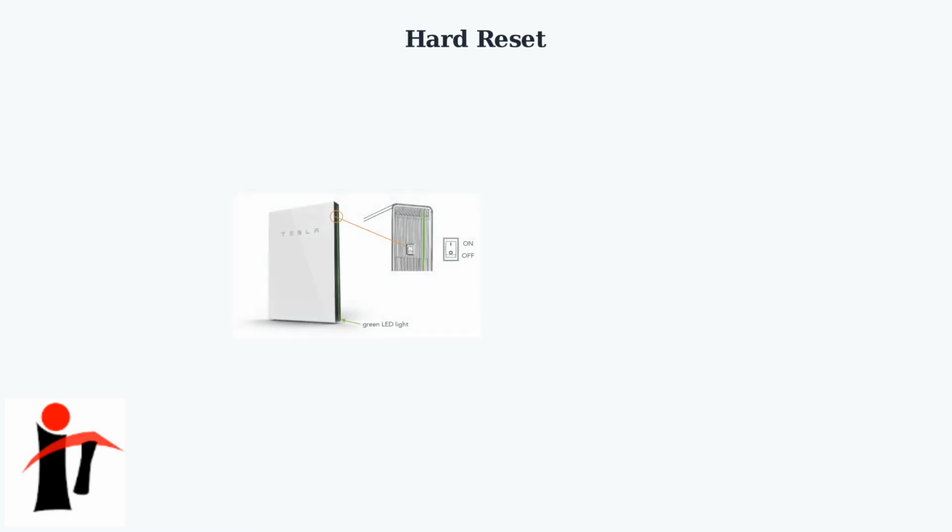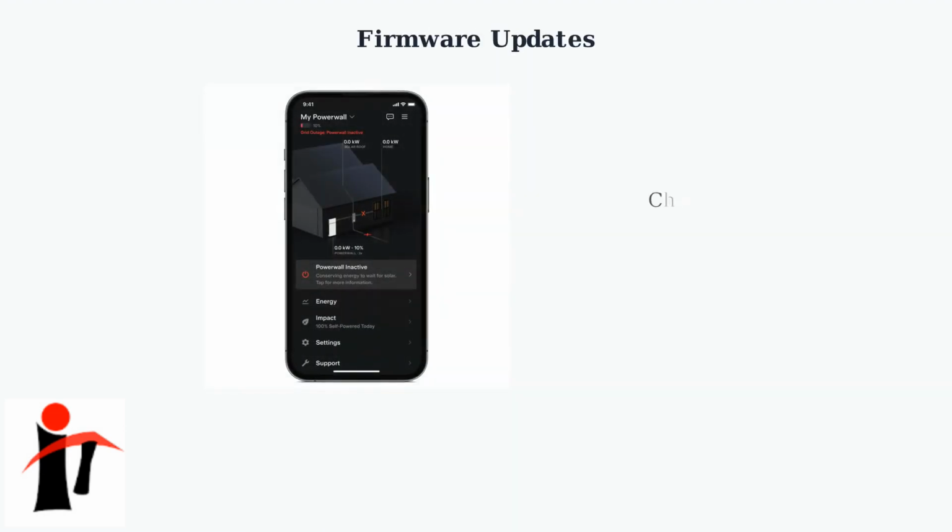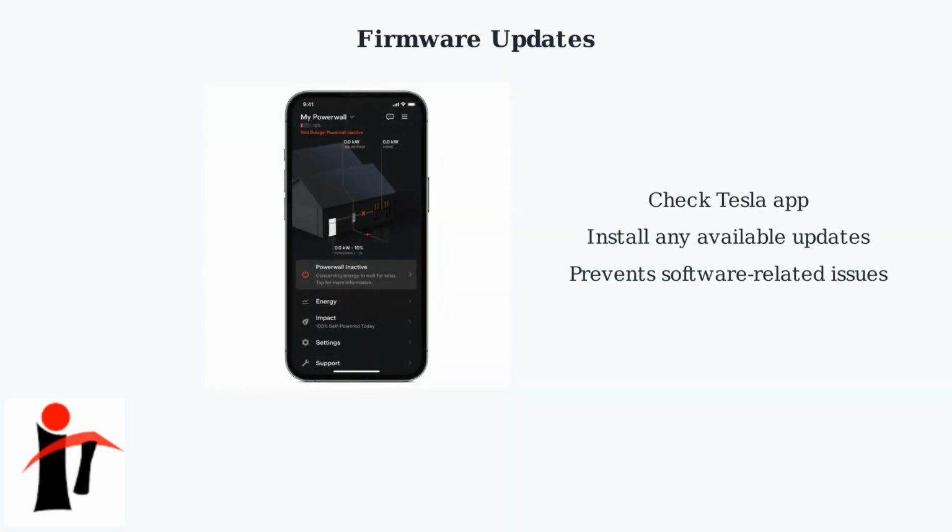If the soft reset doesn't work, try a hard reset. Locate the Reset button on the Powerwall unit and hold it for 10 seconds until the lights indicate a reset. Always check for firmware updates via the Tesla app, as outdated software versions caused many initial failures. Tesla releases updates frequently, so ensure your Powerwall is up to date.